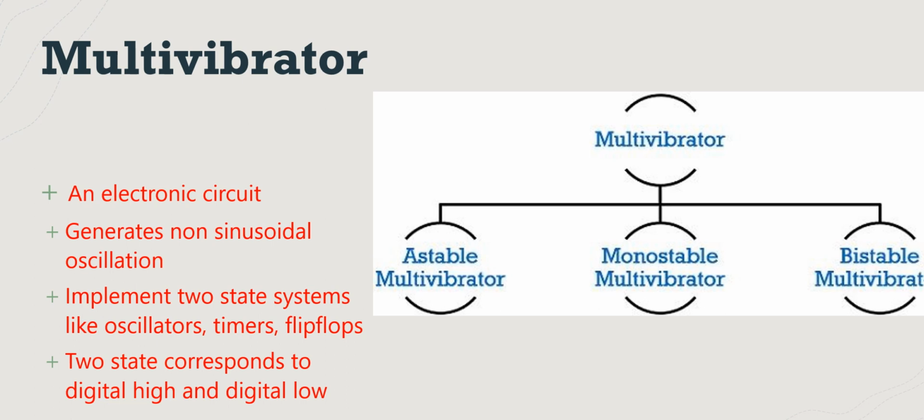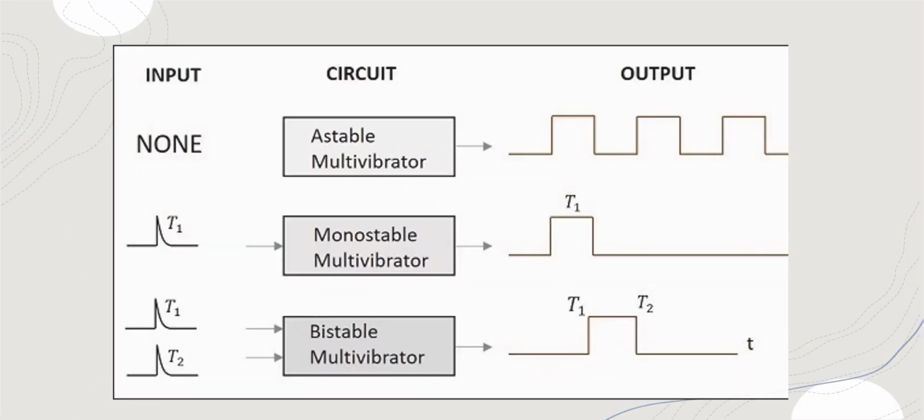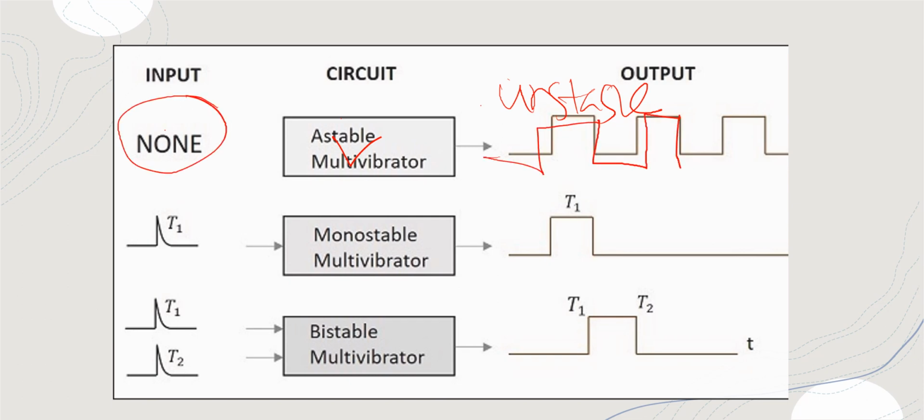There are three kinds of multivibrator. One is astable, the second one is monostable, and the last one is bistable multivibrator. So what are they? First one is astable multivibrator. In case of astable multivibrator, there will be two states and both will be unstable and there will not be any triggering input. So output will oscillate between two unstable states.